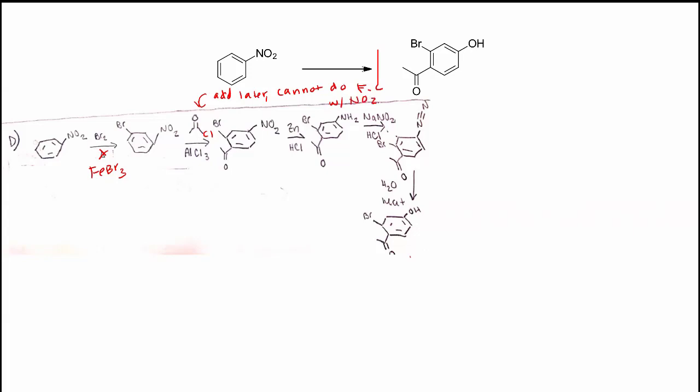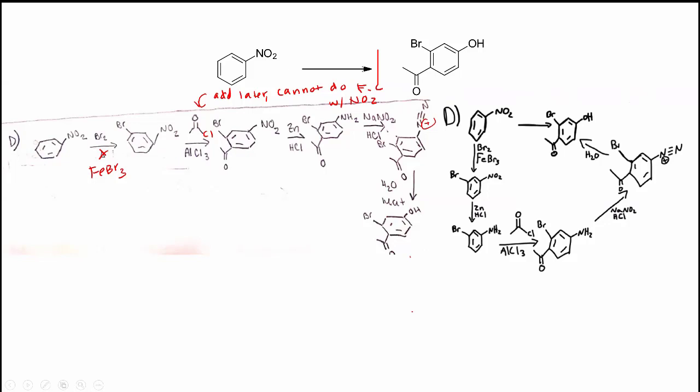Because we can't do the Friedel-Crafts with the nitro group. They did zinc chloride, so let's assume that this product was made, what they have there after the Friedel-Crafts. They use zinc to reduce the nitro group, and then use NaNO2 to make the N2+, which has the plus there, and then use water and heat to make the phenol. So for that one, there's a couple of things that don't quite work.